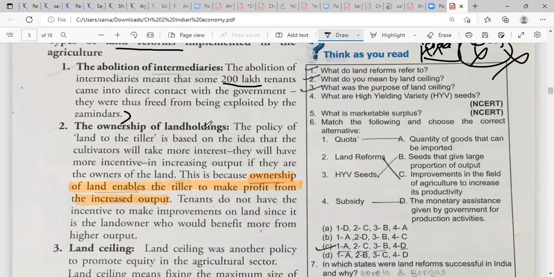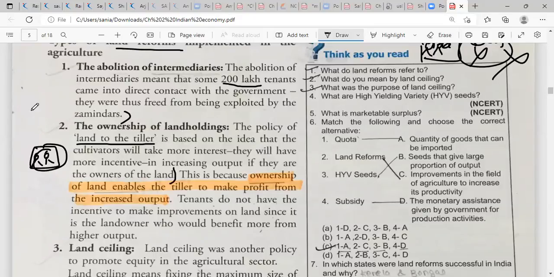Second, the ownership of the land. The policy of land to the tillers. Tillers means basically the farmers. Now this policy came that the persons who are working on the field will own the land. So the policy of land to the tiller is based on the idea that the cultivator will take more interest. They will have more incentive to increase the output if they are the owner of the land.